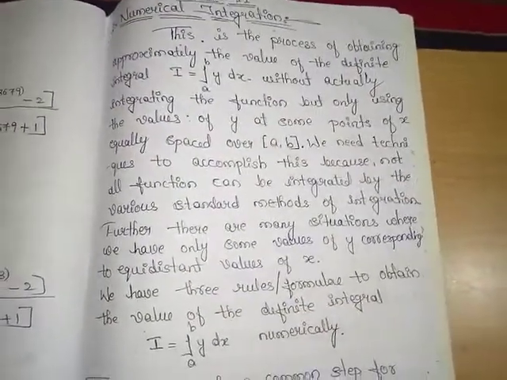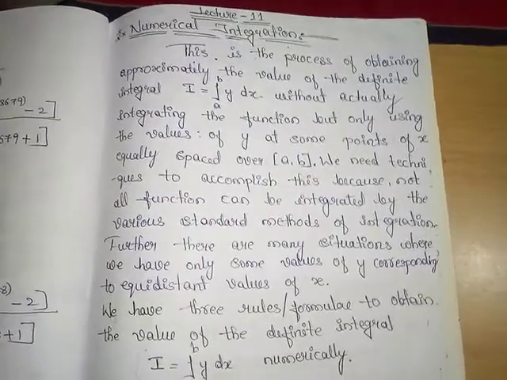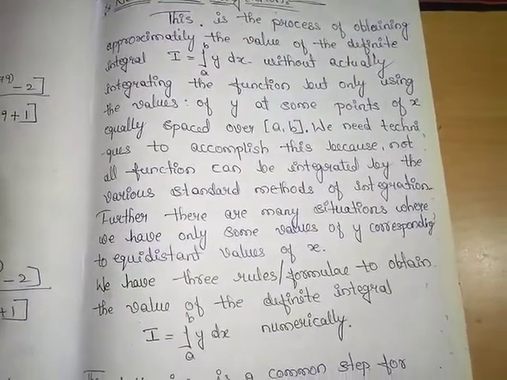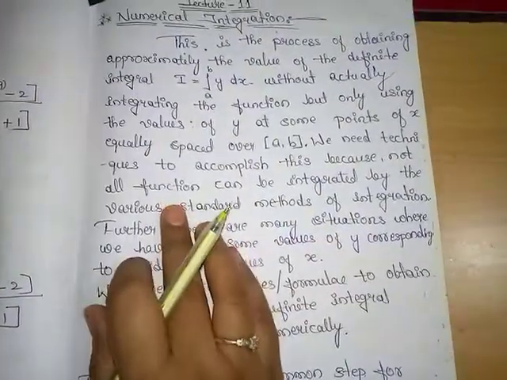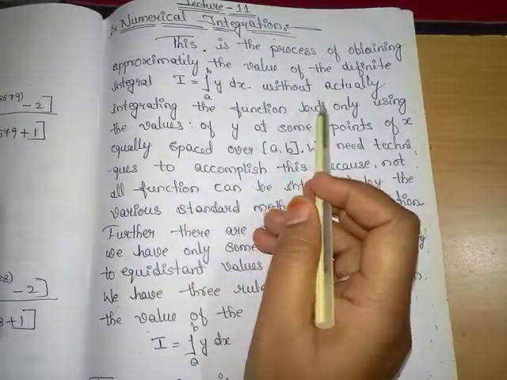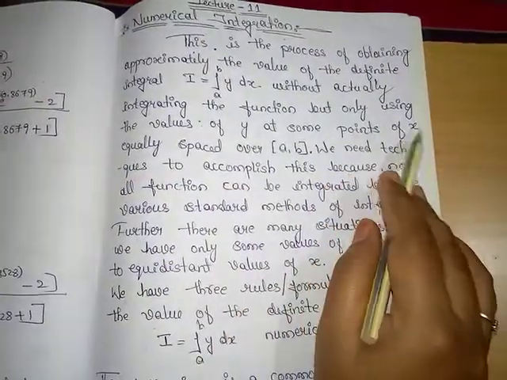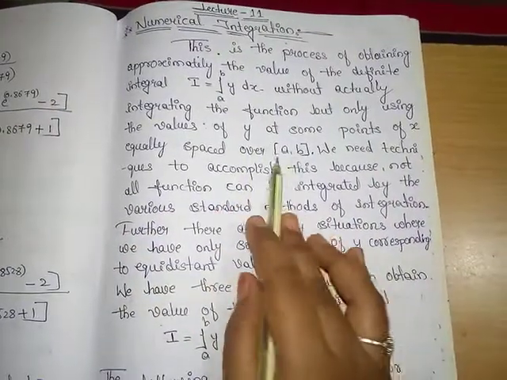The meaning is, here we are not using the actual integration method. Here we have to find the solution using the values of y at some points of x, where the x values are equally spaced over the interval a, b.